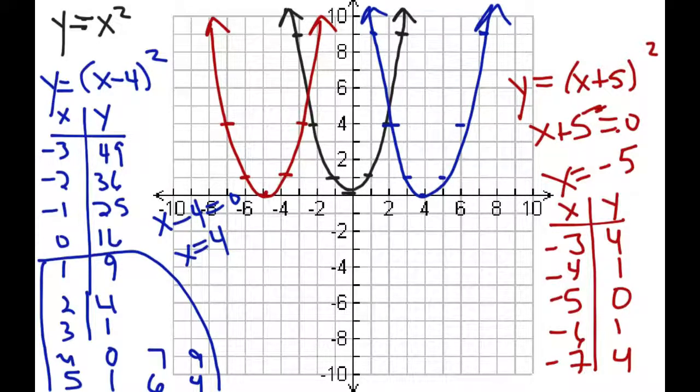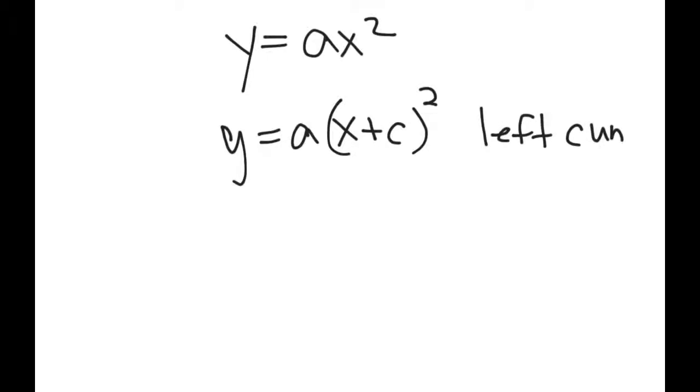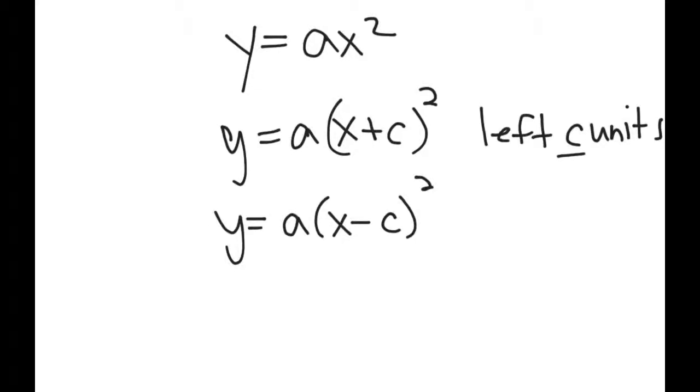So now let's summarize. For y equals a times x squared, if you add a value to the input, not to the original function, to the input, which means it's inside a set of parentheses, you're going to move it to the left, c units. It's not k units, it's c units. If you subtract a value from the input, it's going to move your graph to the right, c units. Nothing about the shape of your graph changes other than it's been shifted.